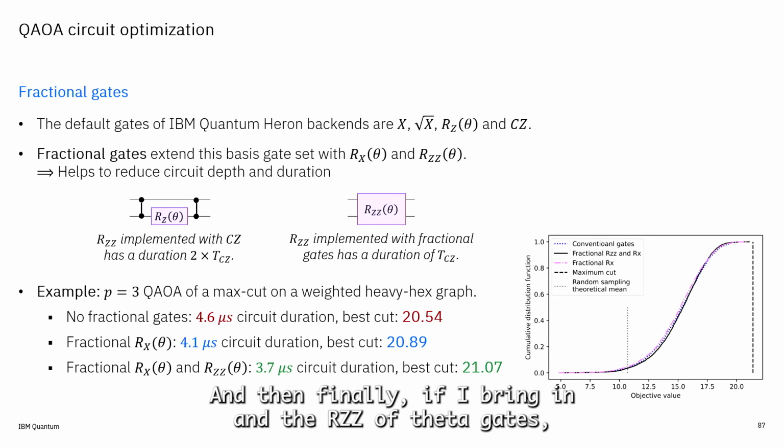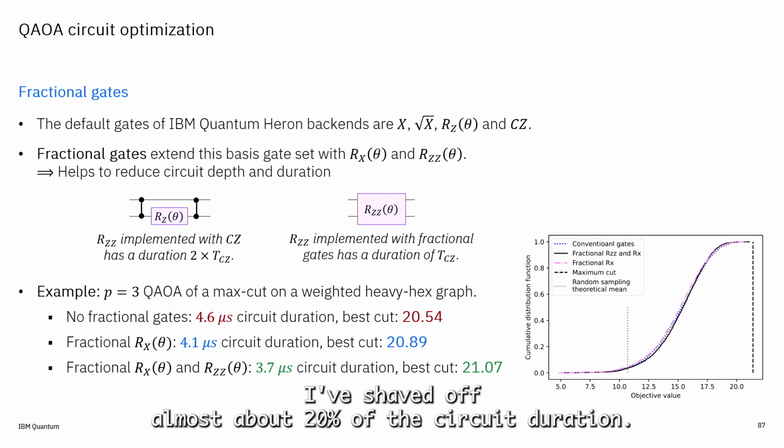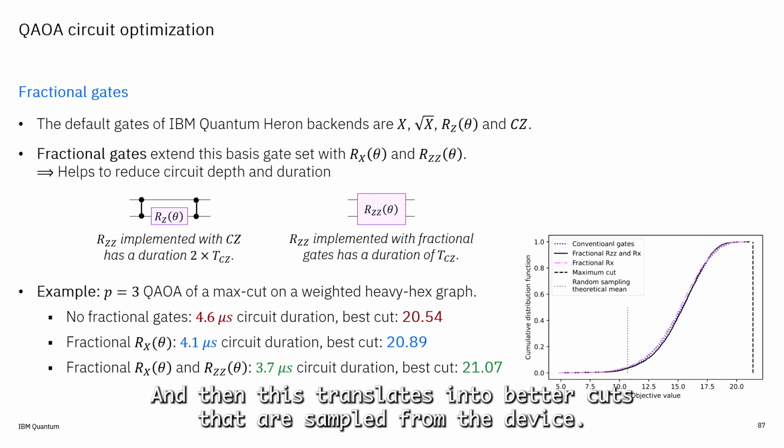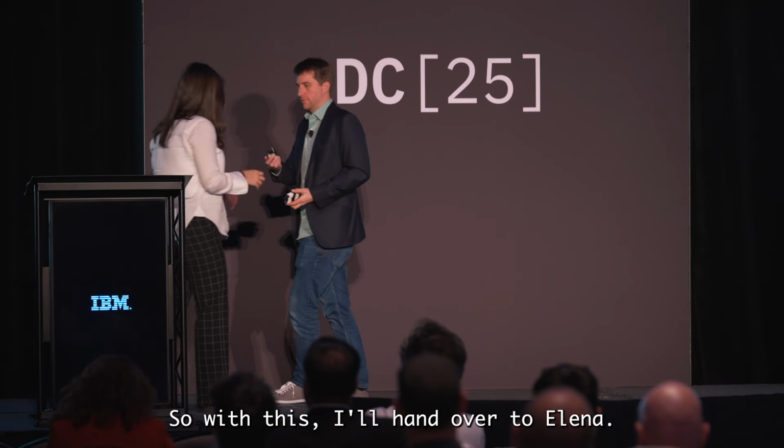And then finally, if I bring in the RZZ of theta gates, the circuit duration goes down to 3.7 microseconds. So I've shaved off almost about 20% of the circuit duration. And then this translates into better cuts that are sampled from the device. So with this, I'll hand over to Elena.